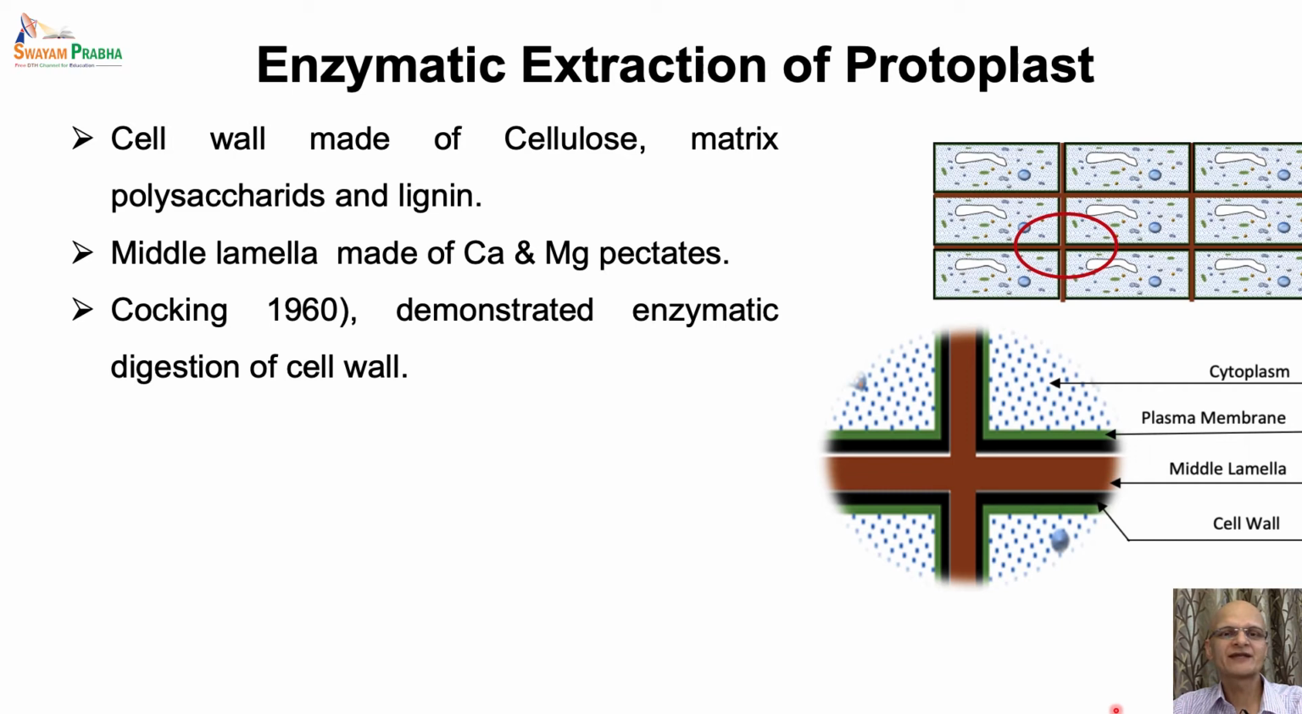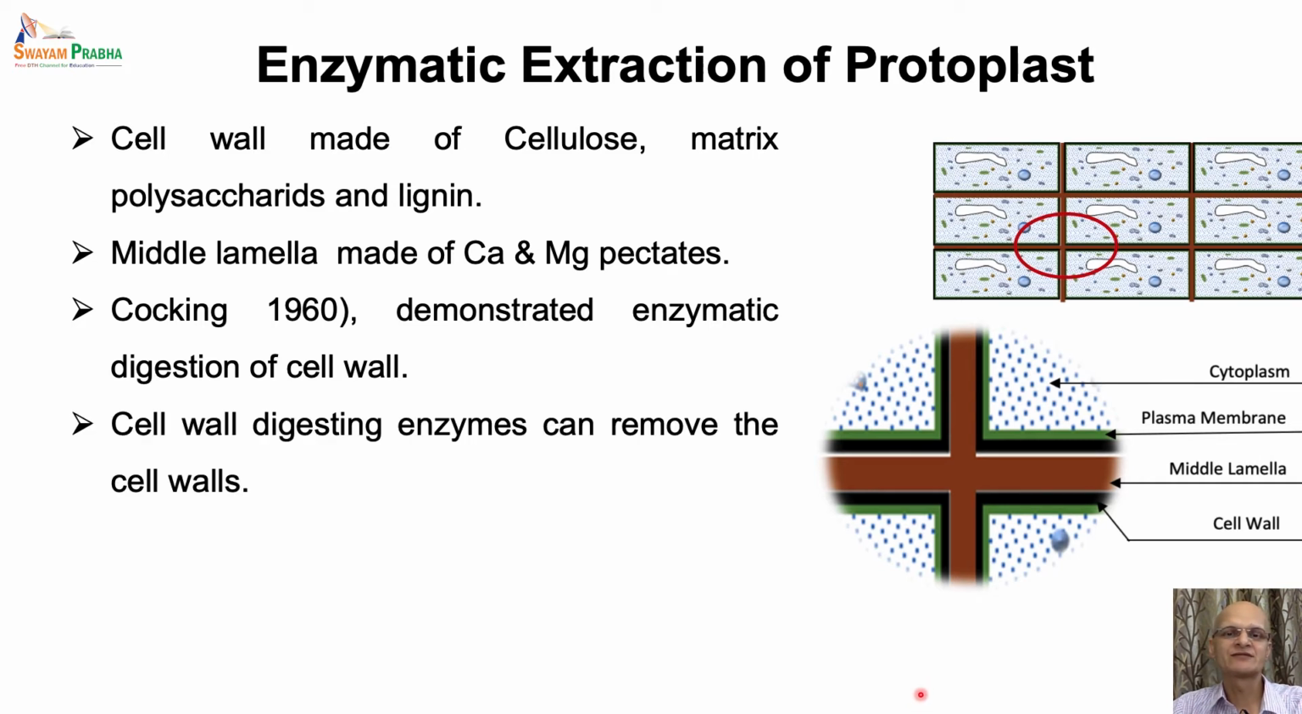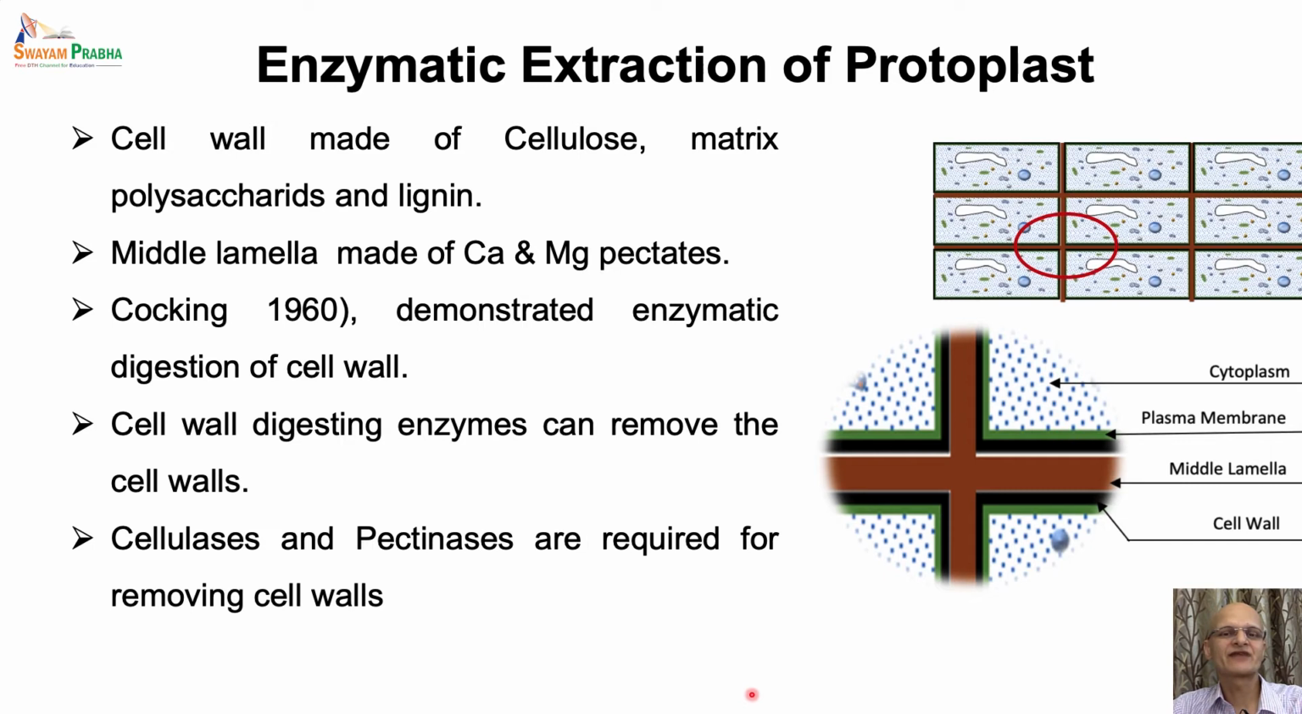Cocking demonstrated that the cell wall digesting enzymes can remove the cell walls and protoplasts can be released into the media. Later, several different types of enzymes from different sources of origin in various concentrations were tested and methods were optimized. That resulted in the significant increase in the efficiency of protoplast preparation using enzymatic digestions. Usually, combination of cellulases and pectinases are required for digesting the cell walls.